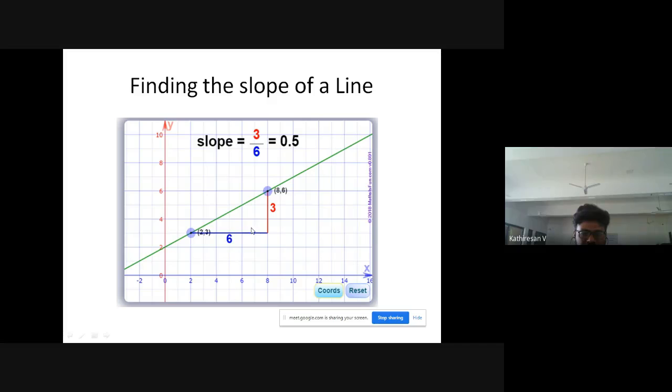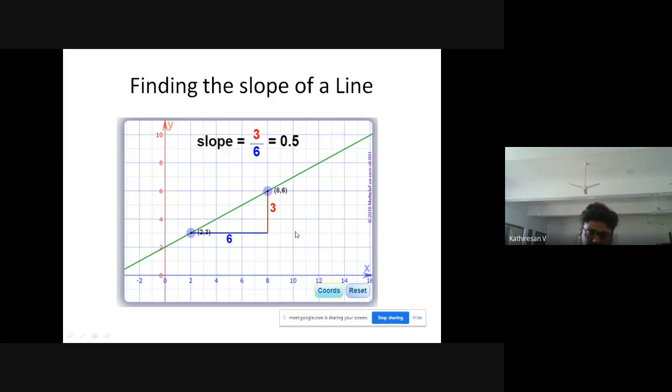See 3 by 6 here, 1, 2, 3, 1, 2, 3, 4, 5. So we are able to calculate the slope of a line, the slope between two points in a line. Okay, here we are calculating the slope of a line between 2 points. Here we are taking one point, another point is here, and we are calculating the slope between these 2 points.